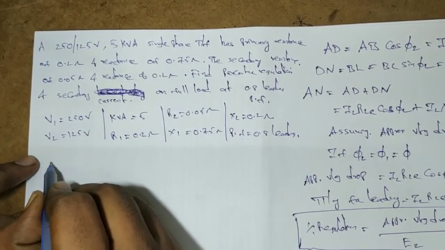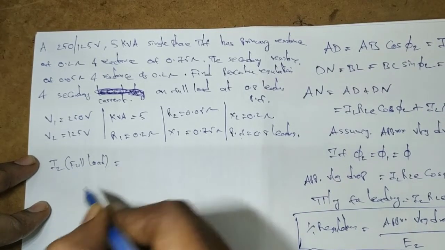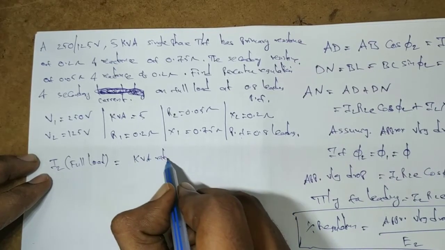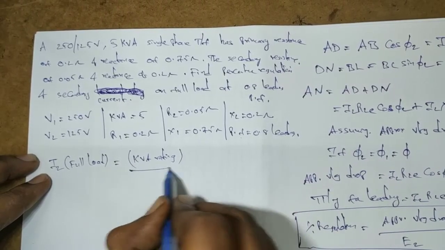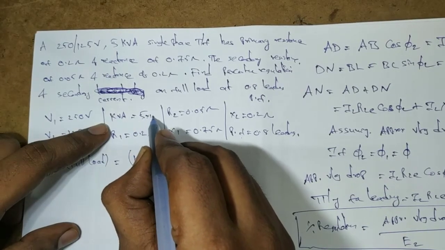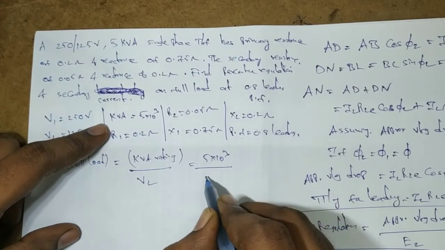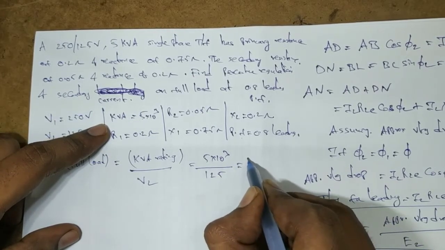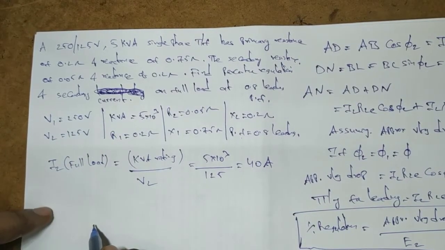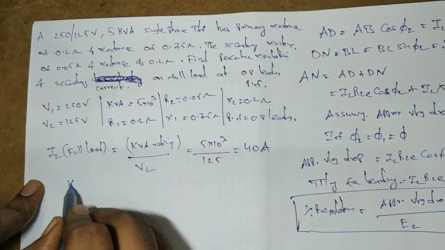Leading means in percentage regulation we have to take the minus sign. In order to find I2 full load, the known formula is kVA rating by V2, because I2 V2 is nothing but the kVA rating. The kVA rating is given as 5 into 10 to the power of 3. So 5 into 10 to the power of 3 divided by 125, and if you calculate this you will get around 40 amperes.